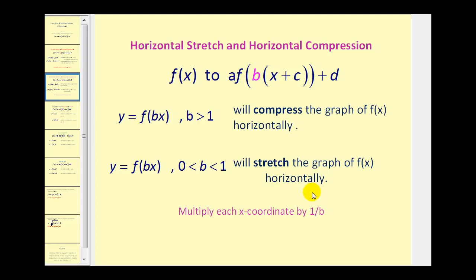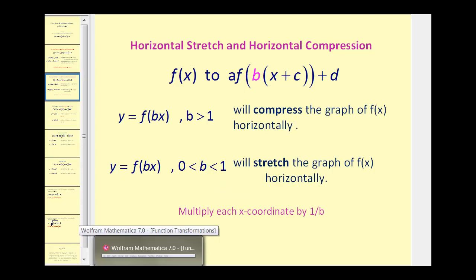So again, if we know points on the parent function, we can determine the coordinates of the transformed function with a different value of b by multiplying each x coordinate by 1 over b, or just dividing by b, and keeping the y coordinates the same. So we can say the transformed function is stretched or compressed horizontally by a factor of 1 over b.